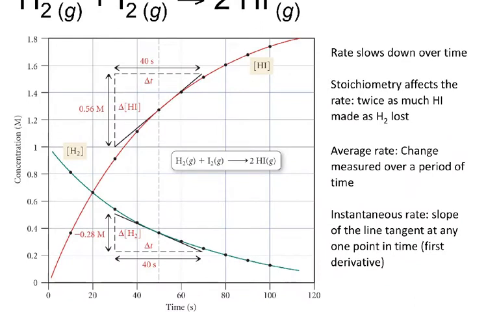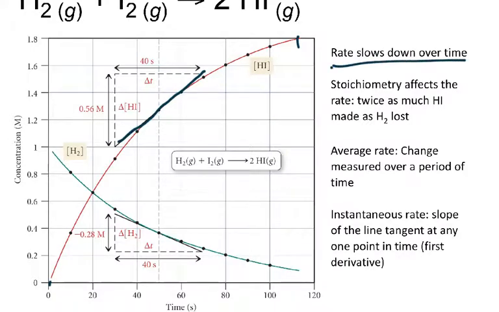When we talk about rates of a reaction, we're doing it over a certain period of time. If you look over a long period of time, you're averaging what the rate is. Or you can look at the instantaneous rate by taking the slope of the line tangent to the curve at that point in time and measuring what it is.